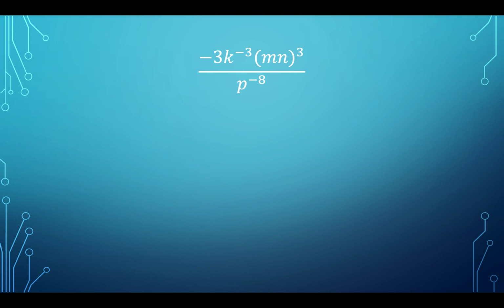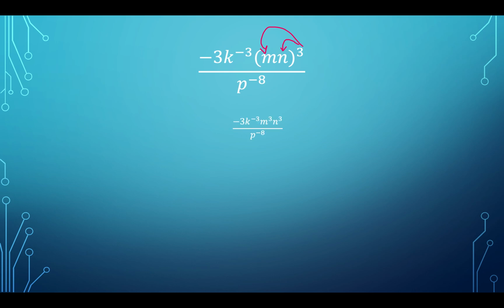We have negative 3 times k to the negative 3, and then in parentheses, m times n, all to the power of 3, divided by p to the negative 8. So when you have something in parentheses and an exponent on the outside of those parentheses, what you got to do is distribute that exponent to each of those numbers, each of those variables, or whatever's inside the parentheses next to it. So we're going to distribute this 3 to the m and the 3 to the n.